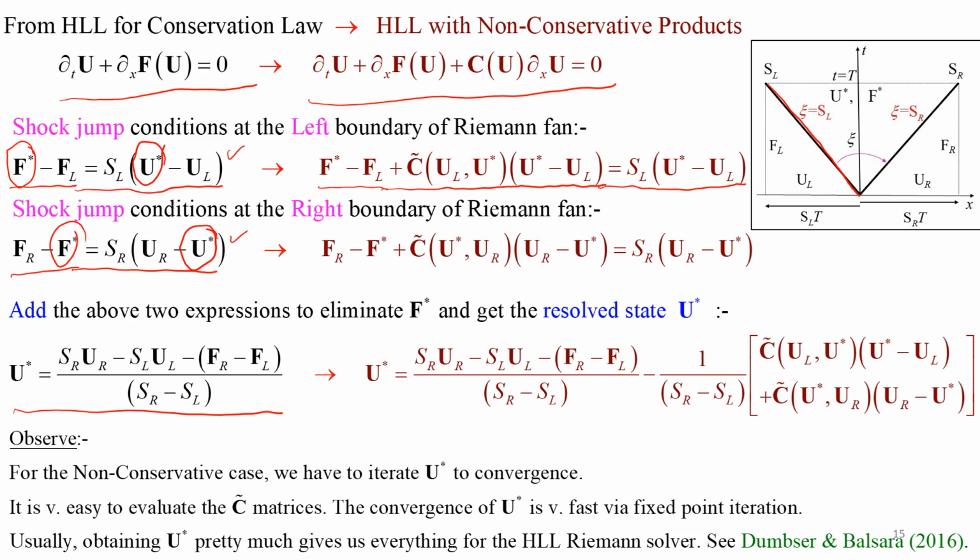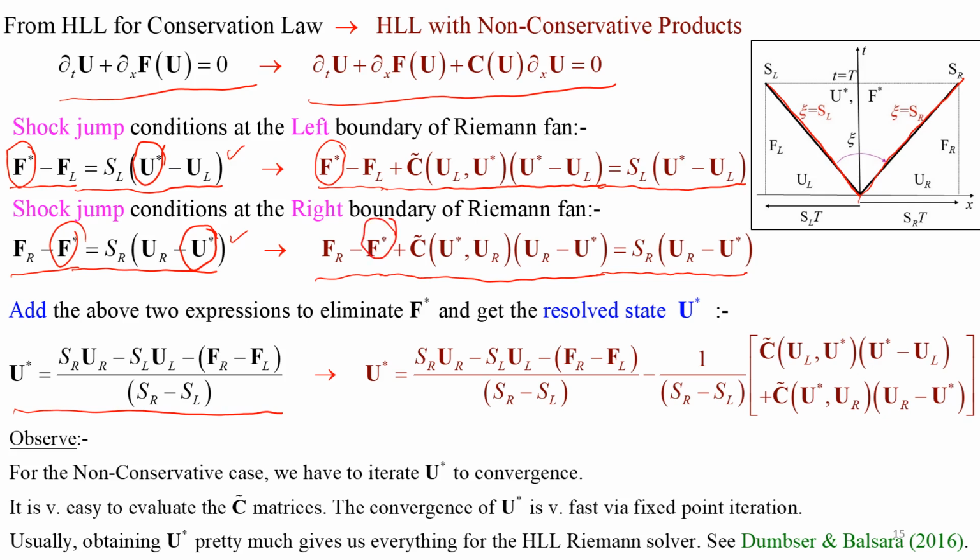Likewise, at the right boundary of our Riemann fan, which is this guy, we will have a jump in the fluxes plus some representation of the non-conservative products and how they change across this jump is equal to SR times the jump in the states. And now again we have two equations in two unknowns.